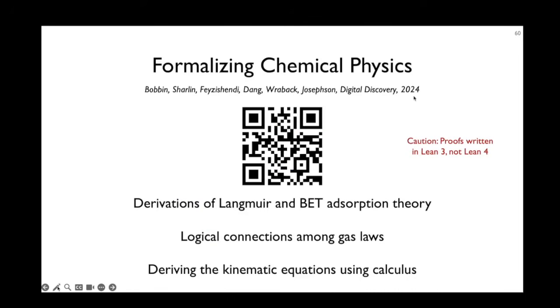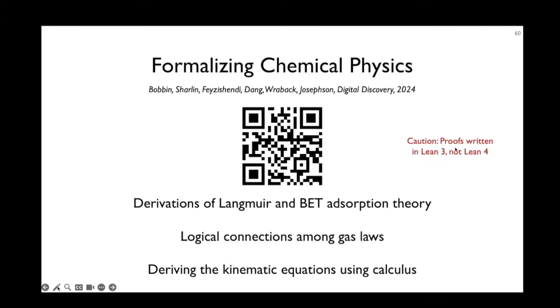And late last year, early this year, we published this work in Digital Discovery, where we figured out how to formalize chemical physics. This was a journey. We ended up writing all of our proofs in Lean 3, which is the version that was current when we got started in this project. We're all learning Lean 4. You should not learn Lean 3. Lean 4 is the future and the only version that's supported now.